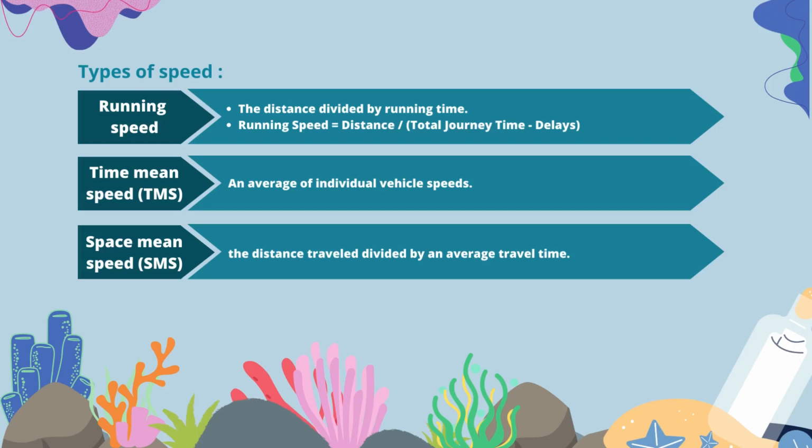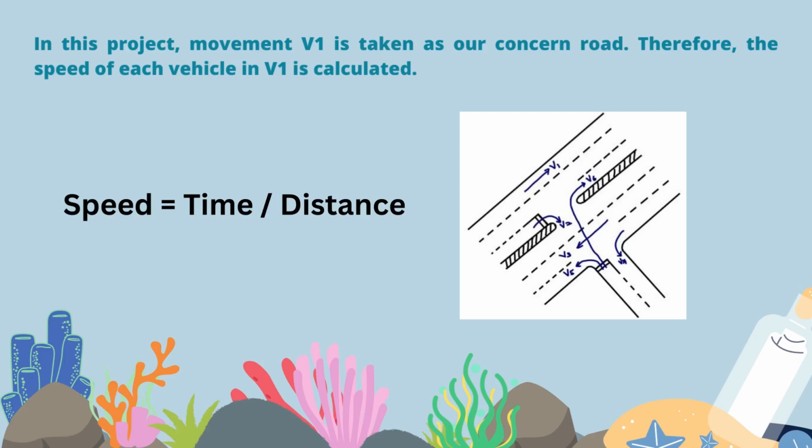Time mean speed is an average of individual vehicle speeds, while space mean speed is the distance traveled divided by an average travel time. In this project, movement V1 is taken as our constant road. Therefore, the speed of each vehicle in V1 is calculated.